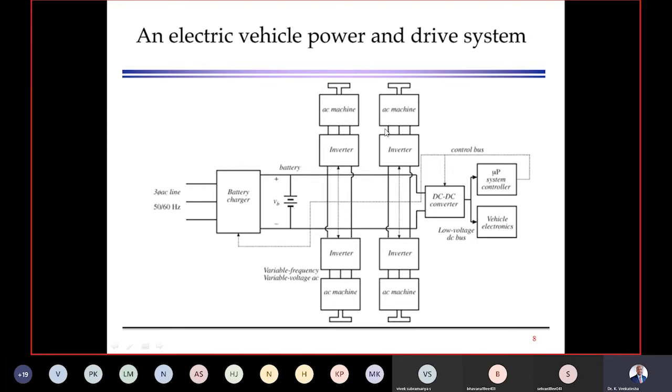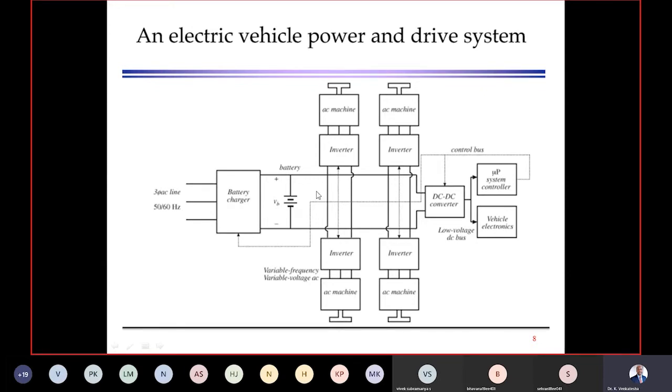Then you can see four induction motors, AC machines, or four machines are there. So two will be extra, maybe alternative. This DC is converted to AC using inverter circuits and fed to the AC machine. At any instant, two machines will be running. Any two machines will be running. The remaining two will be redundant. That may be used later.